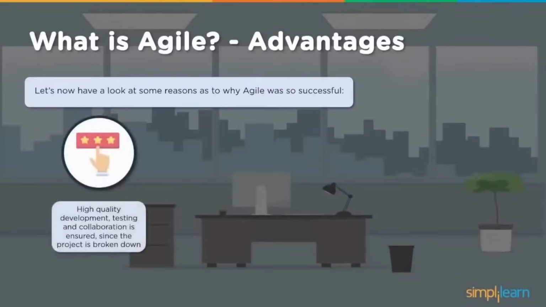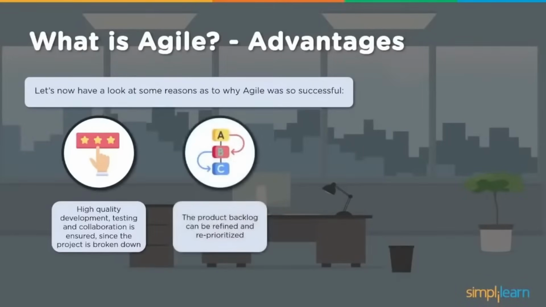So next, high quality development, testing and collaboration is ensured since the project is broken down. Each iteration, each module, each piece of software which is being created is tested regularly and feedbacks are obtained from the user as well. Active involvement of users is ensured so that they are acknowledging it. So what the customer needs is given. It is not that I discover something which I did not need. I told something, I'm getting something. That scenario is eliminated.